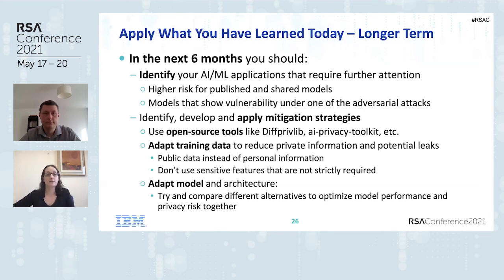And the third thing that can be done is trying to change the model. So you can try out different architectures and model types and evaluate each of them to try to find the one that best suits your needs, both from a privacy perspective and accuracy and other relevant perspectives.